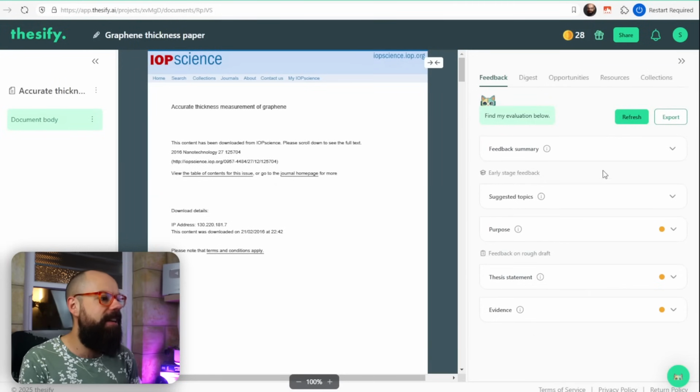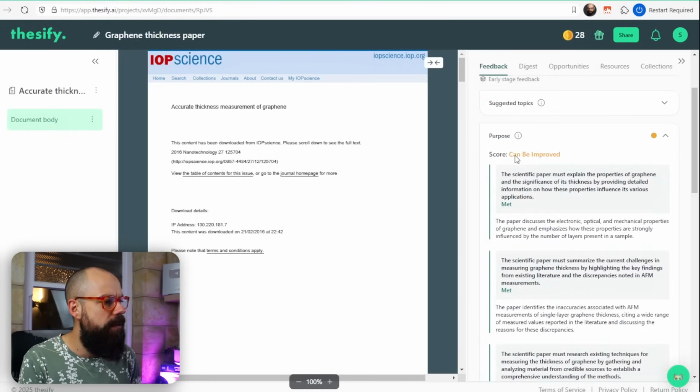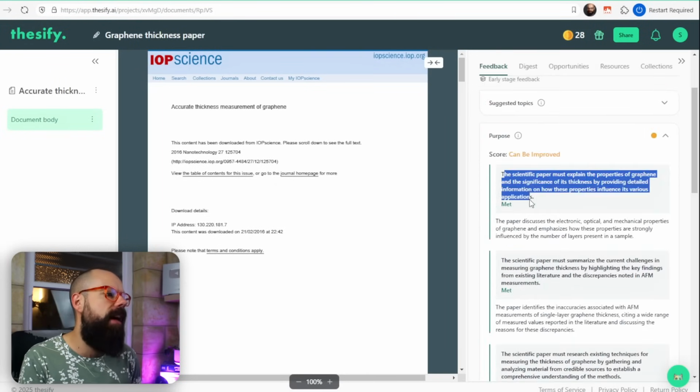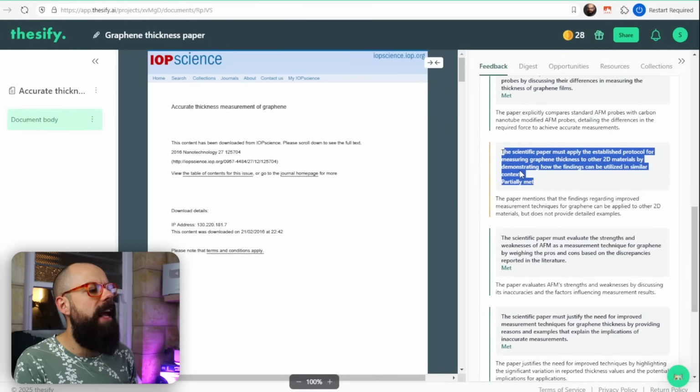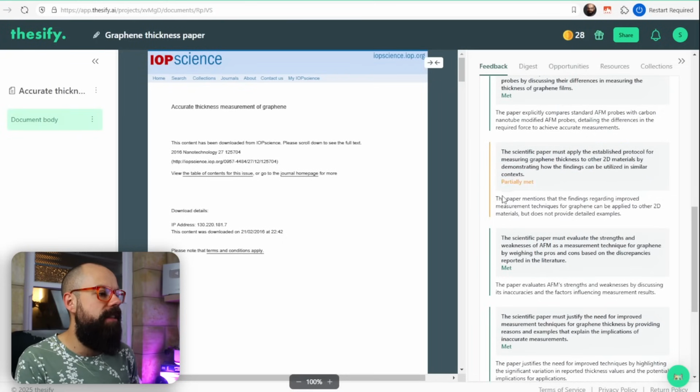But here we've got early stage feedback, we've got purpose. It says it can be improved. This is what it reckons my thesis statement is about. I've met it. Oh, this one I've only partially met. So here I can see that I partially met something. How can I improve it so that this actually ends up with met? And then it says this paper mentions the findings regarding blah, blah, blah, but does not provide detailed examples. Oh, I should put examples in. Thanks very much, Theo, which is that little cat.